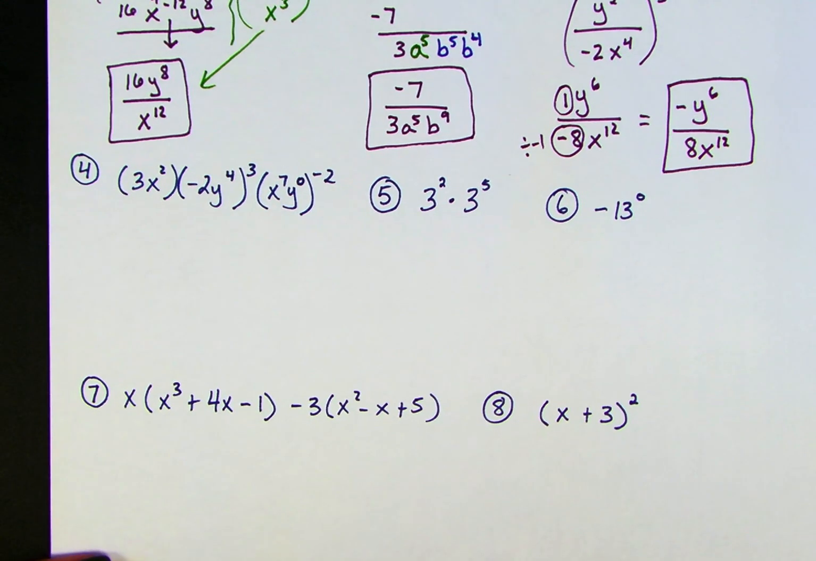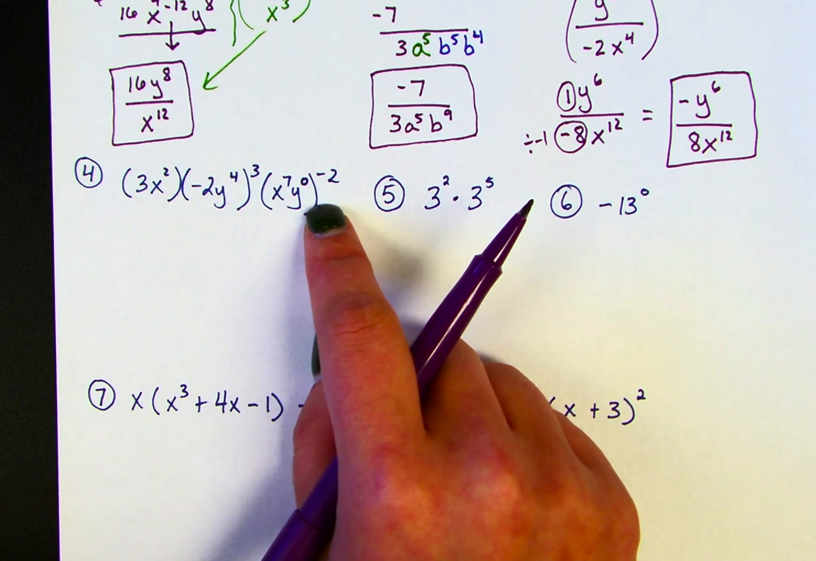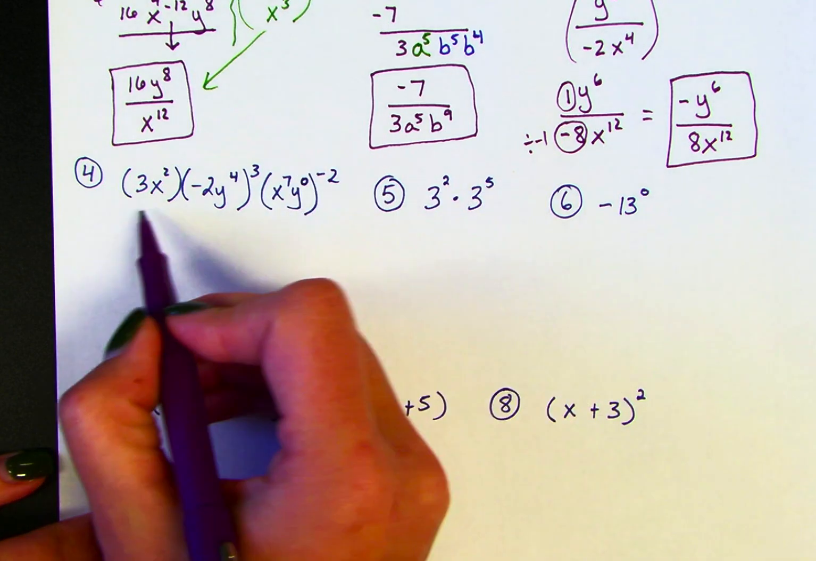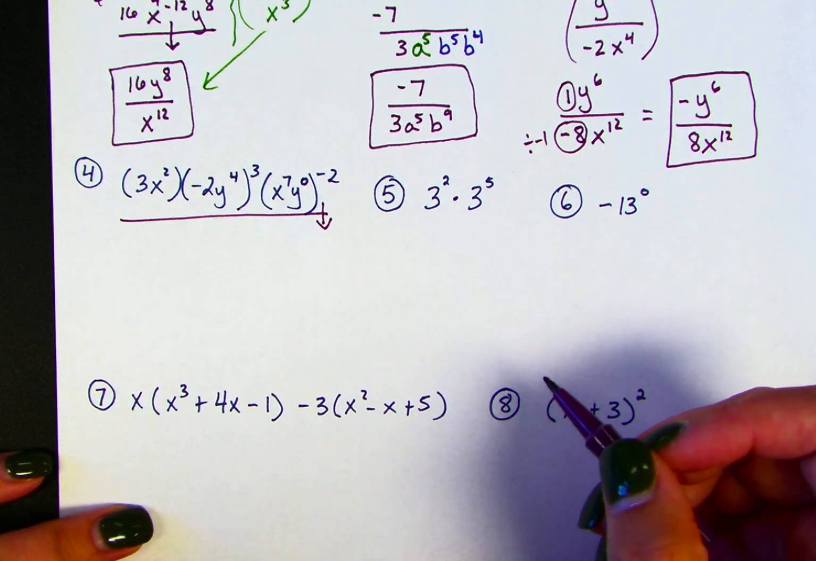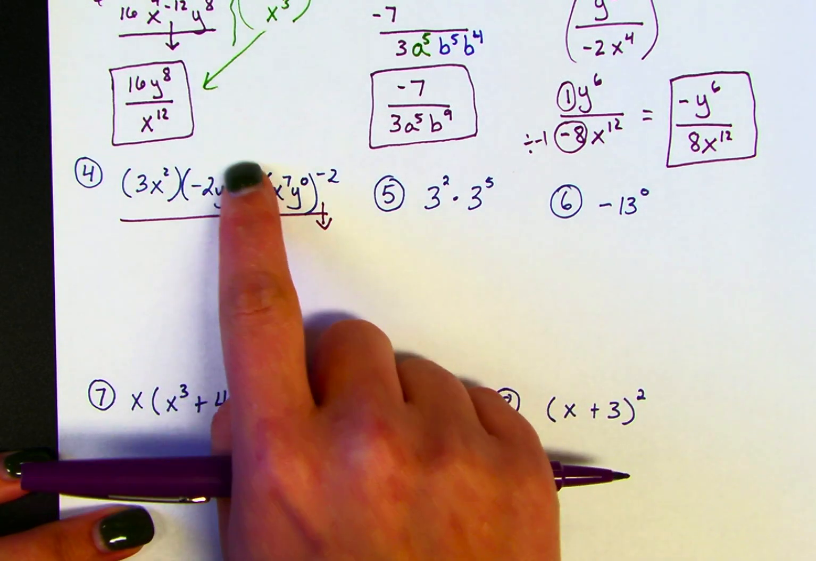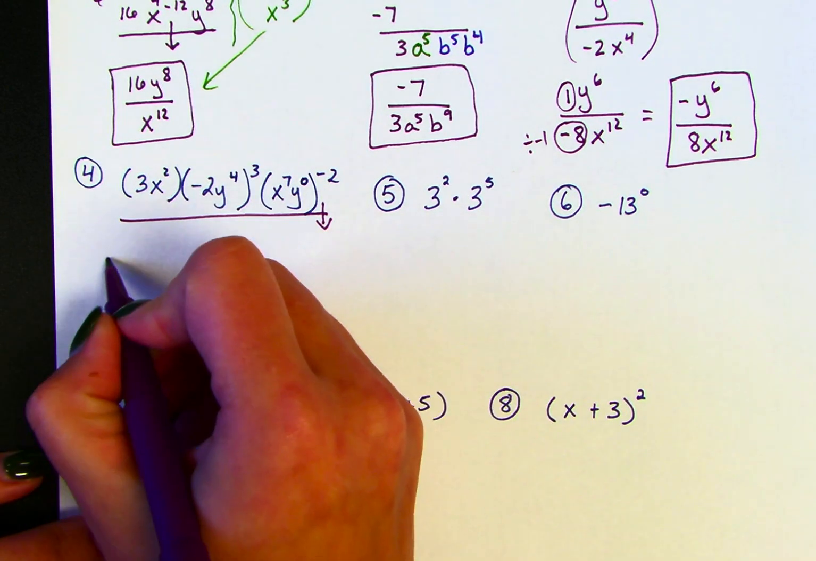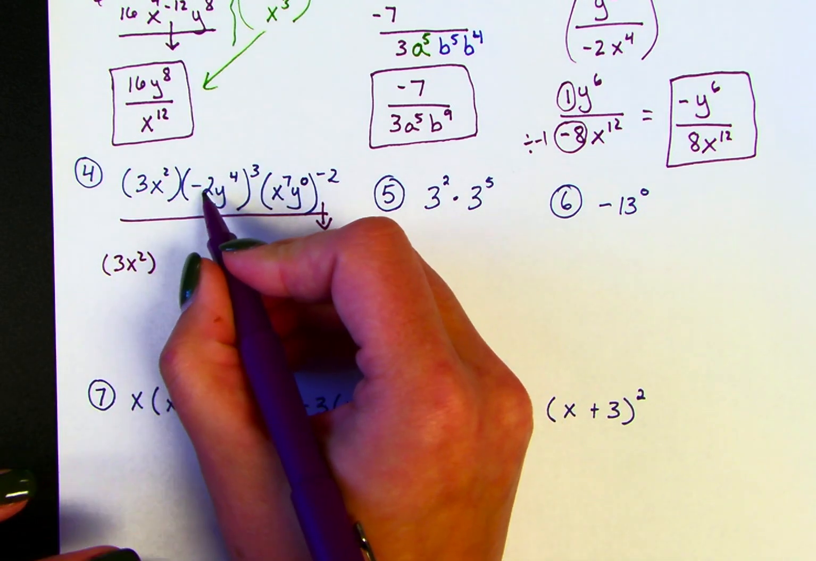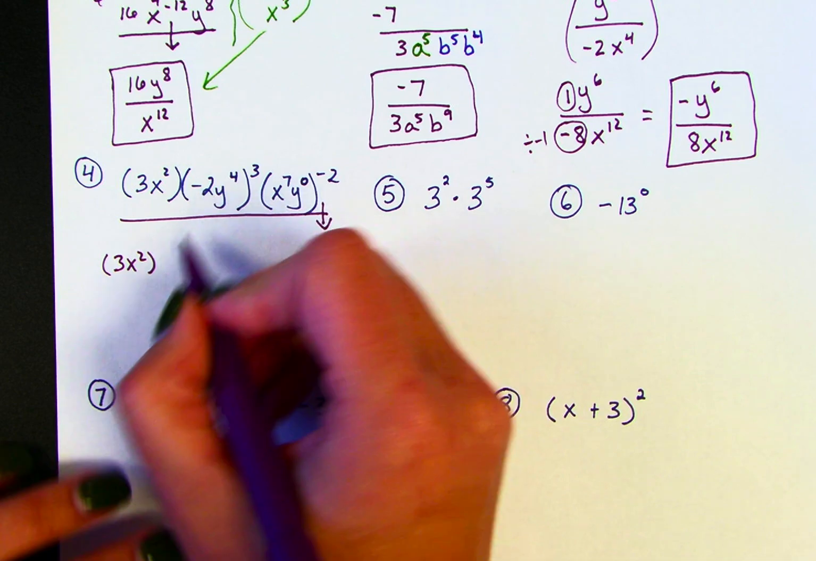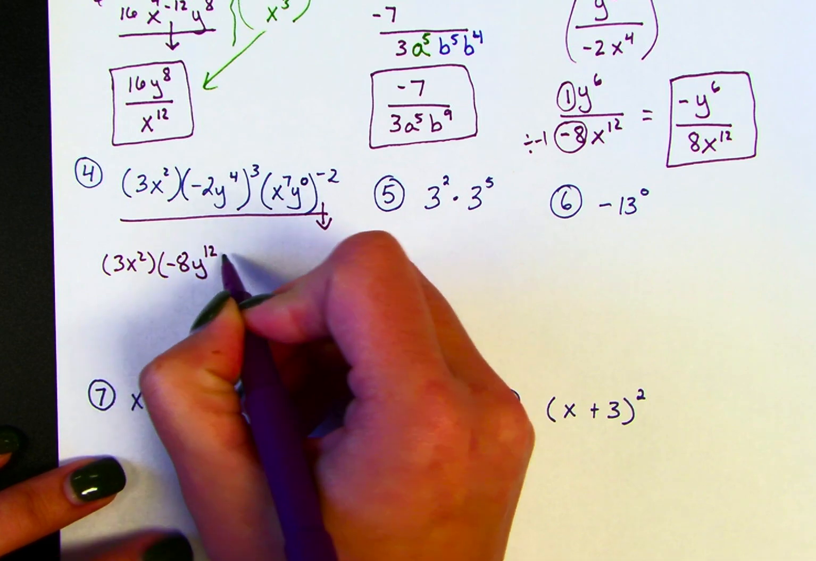All right, so next one. So I'm taking each of these groups times each other. So what I'm going to do is I'm going to move this negative group, so I'm thinking of it all as a fraction, down into the denominator. And then as I do that, I'm also going to simplify this group since it's to that 3. So that first one is staying the same. So this will still be 3x squared. And then I'm cubing everything in this one. So negative 2 times itself 3 times is negative 8. And then 4 times 3 is 12, so y to the 12th.